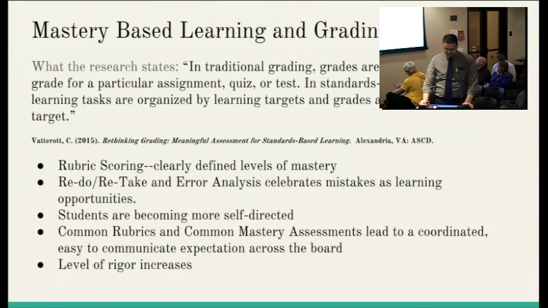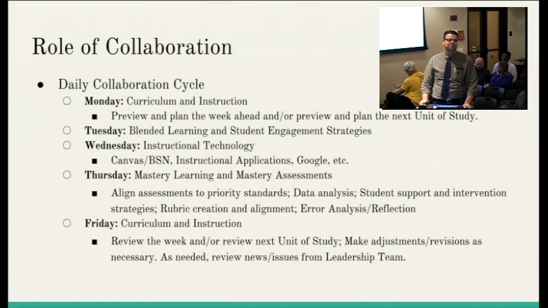Mastery-based learning is causing students to become more self-directed. We're seeing it happen every day, and the common rubrics and common mastery assessments have led to a coordinated and easy way to communicate expectations across the board. Mastery-based learning has led to a higher level of rigor as students work to apply what they are learning in multiple contexts. So what role does collaboration play in this?